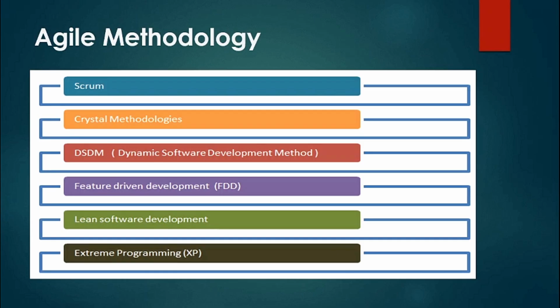Now you can see in this diagram, Agile methodology consists of Scrum, Crystal methodologies, DSDM (Dynamic Software Development Method), FDD (Feature Driven Development), Lean Software Development, and last is Extreme Programming, also known as XP.